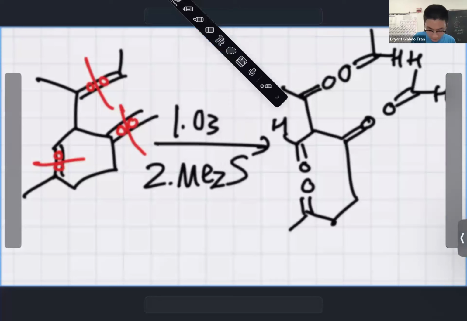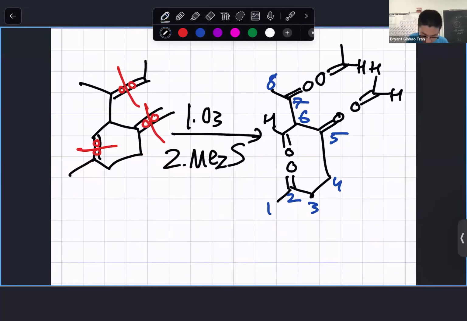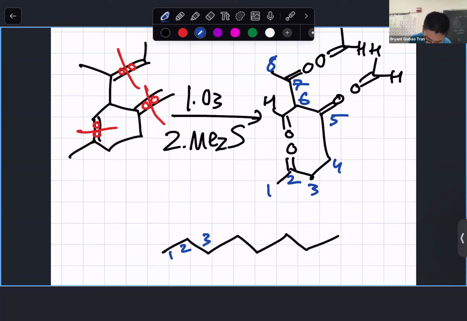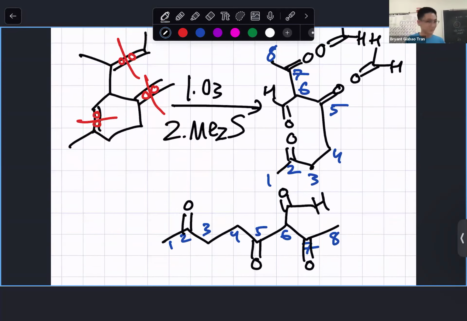You could number it like, let's say 1, 2, 3, 4, 5, 6, 7, 8. Longest chain, 8. At carbon 2, ketone. At carbon 5, ketone. Carbon 6, coming out of that carbon, aldehyde. Carbon 7, ketone. So now this looks much nicer.